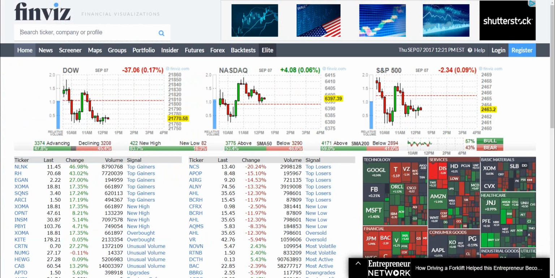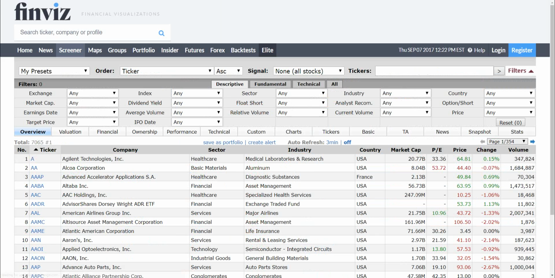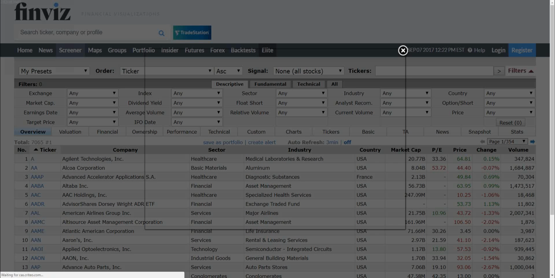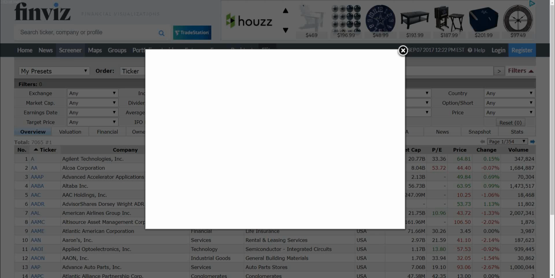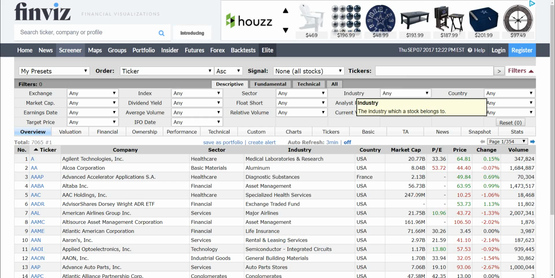So to get started on Finviz, you have your ticker symbol search box right here. I'm not going to go to that. What I'm going to go to is the third selection, called the screener. What I like about the screener, I know it seems a little overwhelming at first, but it's really not that bad once you learn the tricks of the trade.